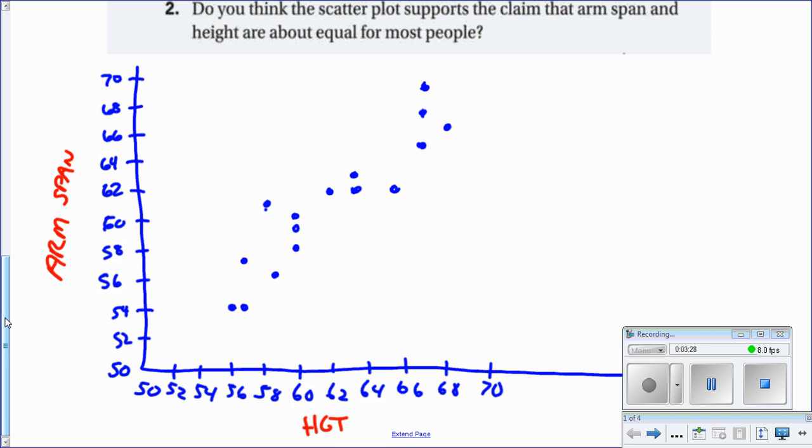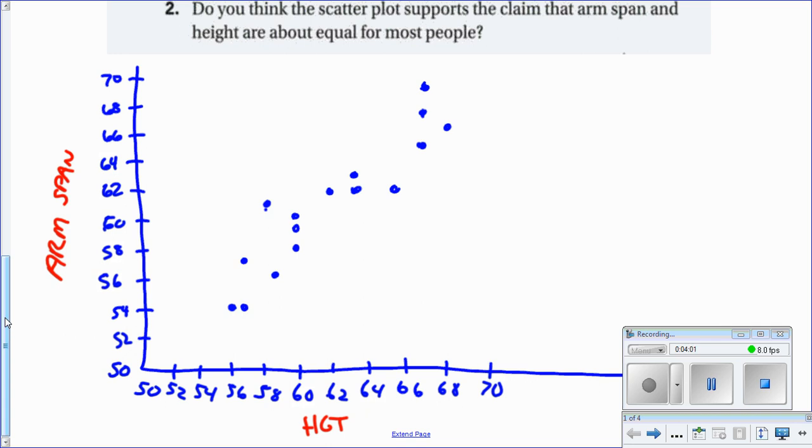In terms of whether you thought it supports the claim, you could really argue both sides. You could say that yeah, the points tend to be going up in a positive trend, so it supports it, although it's not super accurate. Or you could say that since the points aren't linear, it doesn't really support it. But for the most part, the data does move up in a positive trend. It's just not entirely precise.